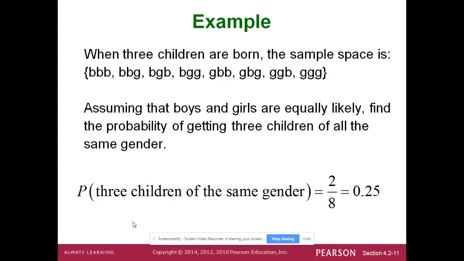All right, here's an example. Back to the 3 children being born. There's our sample space. Assuming that boys and girls are equally likely, find the probability of getting 3 children of the same gender. In the sample space, how many of them are the same gender? All 3 of them. 1, 2. There are 8 possibilities in the sample space. So 2 out of 8. Real simple idea. If you've got the sample space, you look at it, and that's 7th grade stuff.